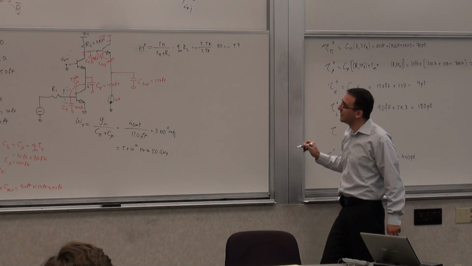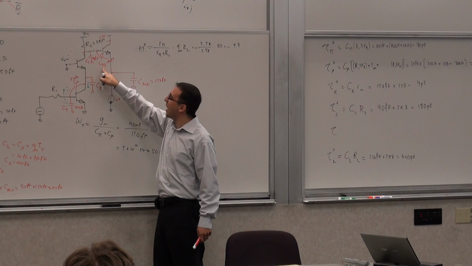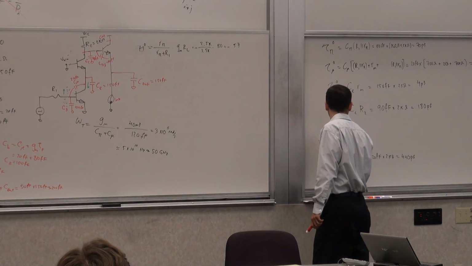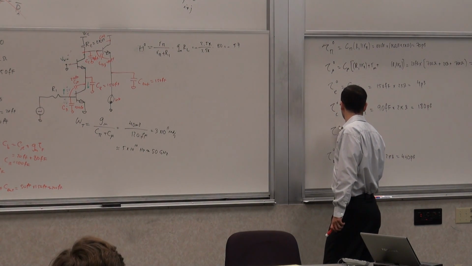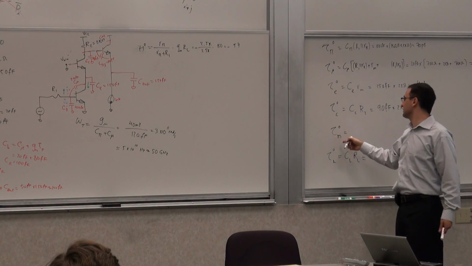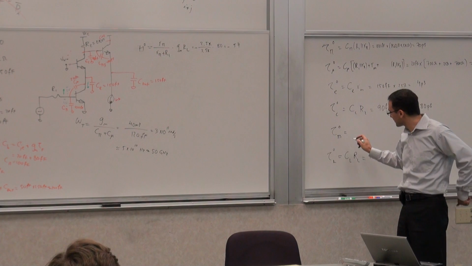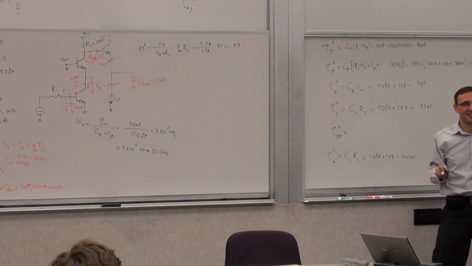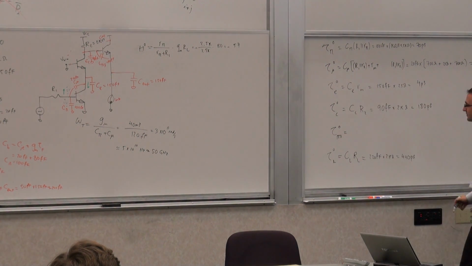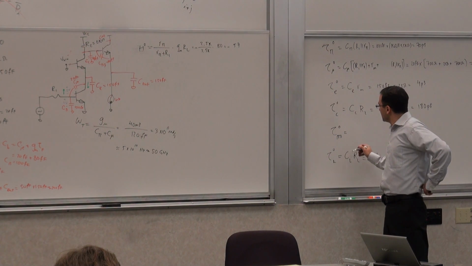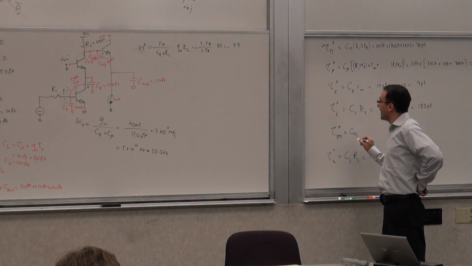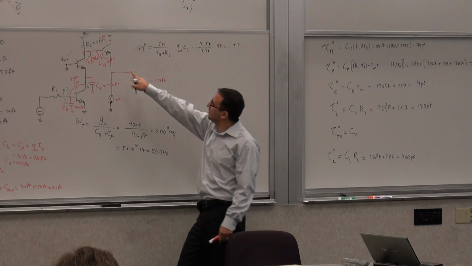And then there's another one. We have to calculate tau pi 3. This is actually bad notation. We probably should have picked a single letter index, but this is just one index, the whole thing, pi 3. So you can keep it that way. So it's C pi 3 times the resistance seen by this guy. What do you see?